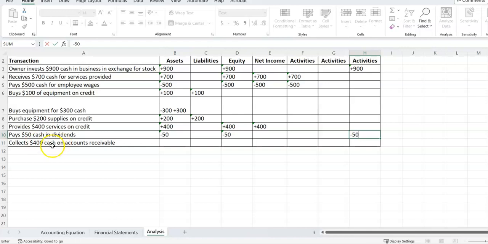And then we collect $400 on accounts receivable. So this is $400 that we increased our cash because we received cash. And then we also have a reduction of $400 in accounts receivable. So now we receive the money for what people owed us.